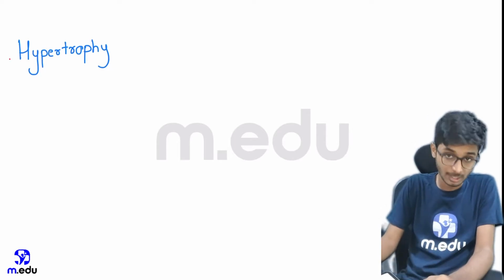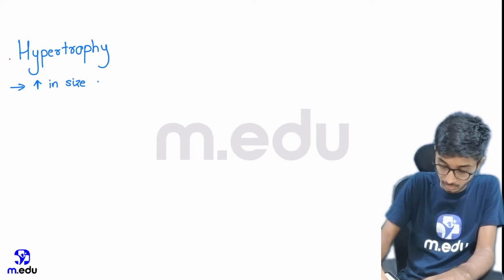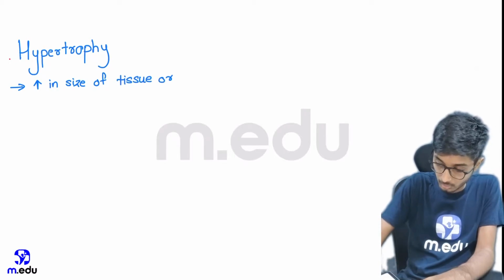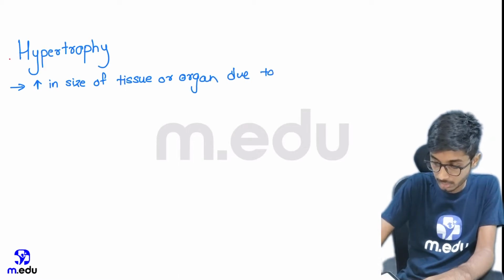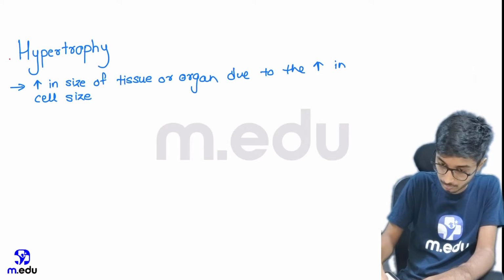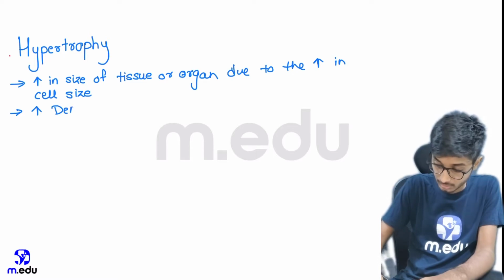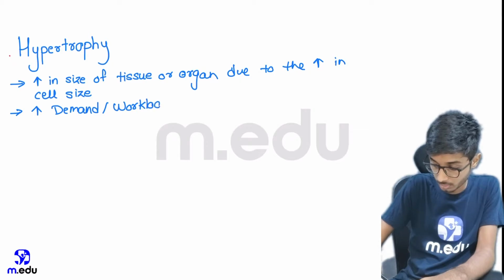Now let's move on to hypertrophy. Hypertrophy can be defined as the increase in size of tissue or organ due to the increase in cell size. This can be due to the increased demand or workload of the cell.